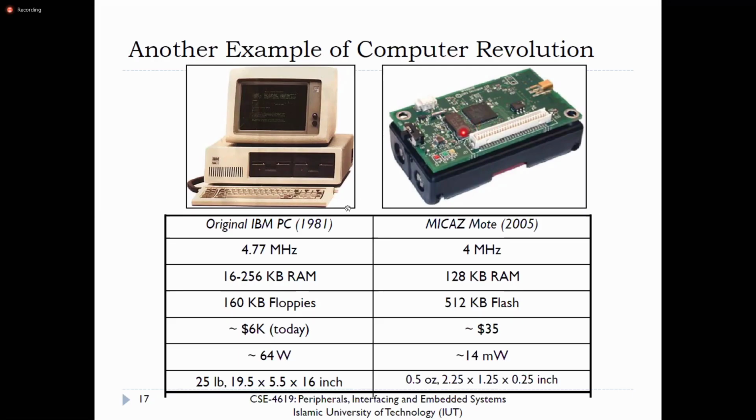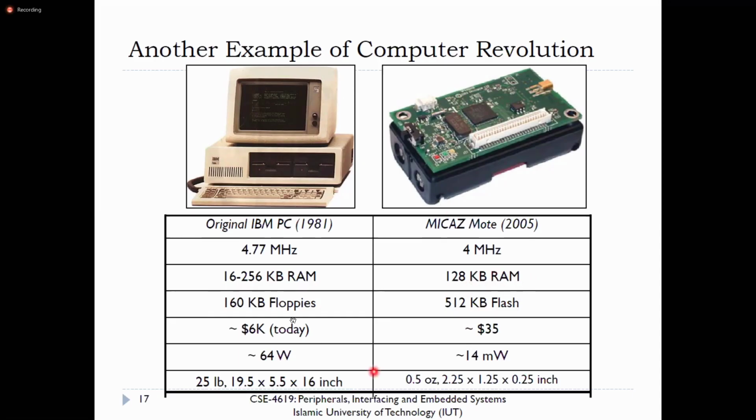Now, you see here I have given a comparison between the computing system and the Mica motes. One is a huge device and the other is a tiny device. The clock speed of the PC is 4.77 megahertz, since it used the 8086 microprocessor, so almost 5 megahertz. The Mica has a clock speed of 4 megahertz. The PC used around 16 to 256 kilobytes of RAM, whereas this tiny device has 128 kilobytes of RAM.